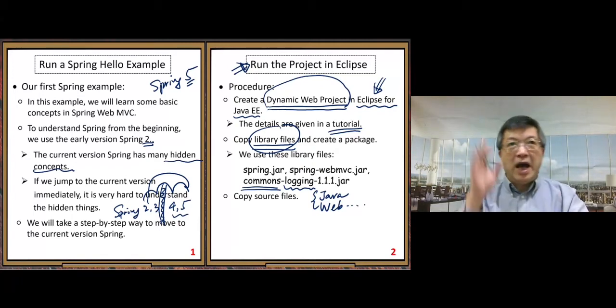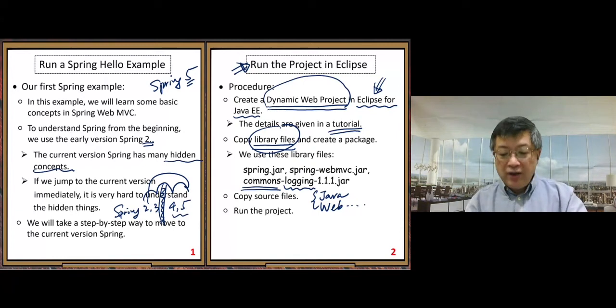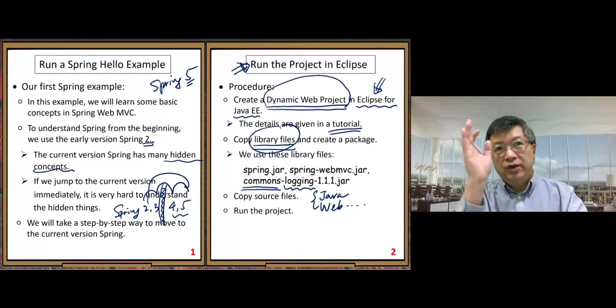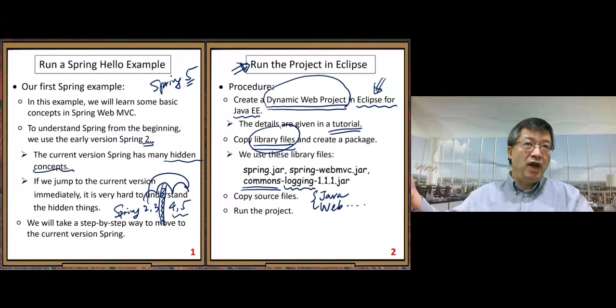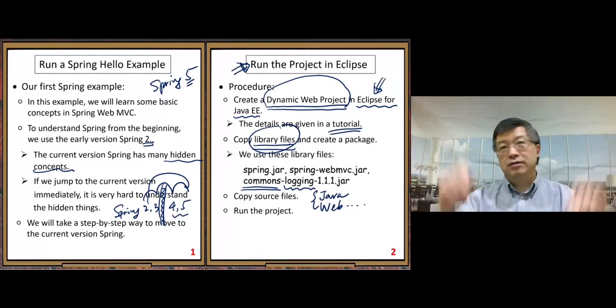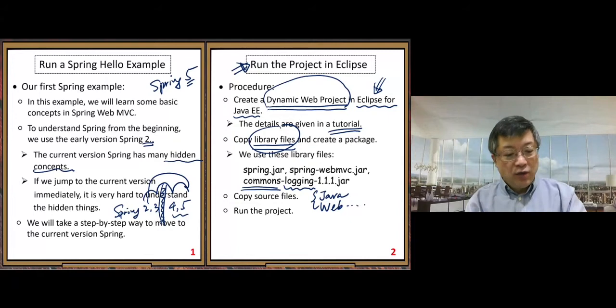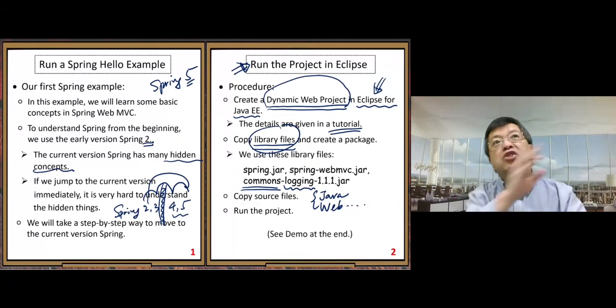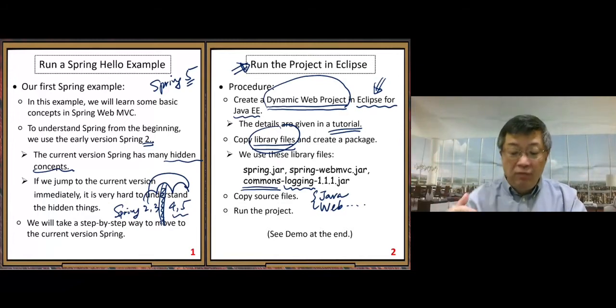At the end, last step, run the project. Just run it, then see the result. That's it. So when I show you a demo at the end, I just run the project and show you the result. I will not go through the whole procedure because it will take too much time.